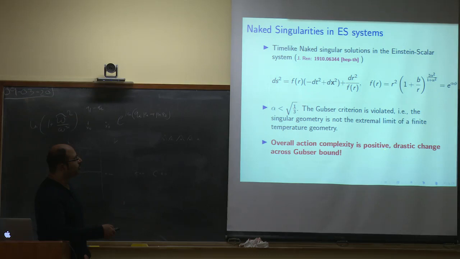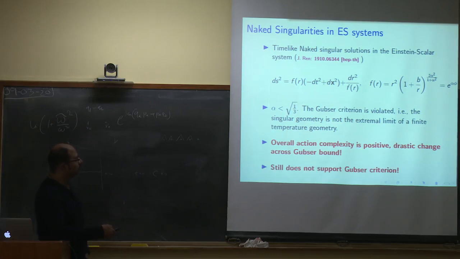One more thing we notice is that the complexity has a drastic phase transition if you cross the Gubser bound. If you go from, let's say, more than 1 over square root 3 to this side, you obtain a huge change in the complexity. So there is some kind of phase transition going on which complexity records. However, the Gubser criteria is violated, but complexity doesn't show any suspicious feature. It doesn't say whether this is an allowed singularity or not. It doesn't answer that question.